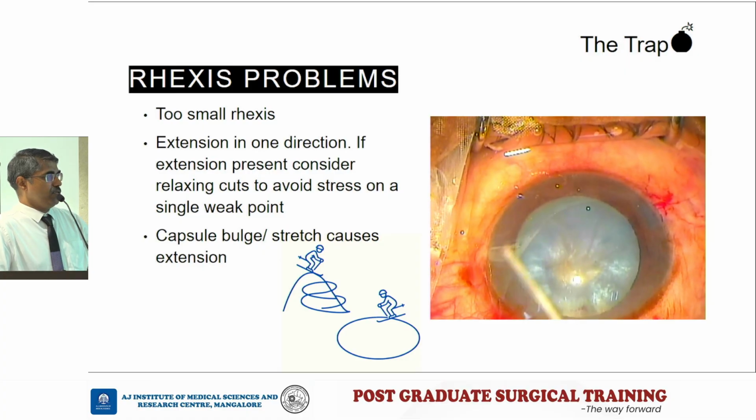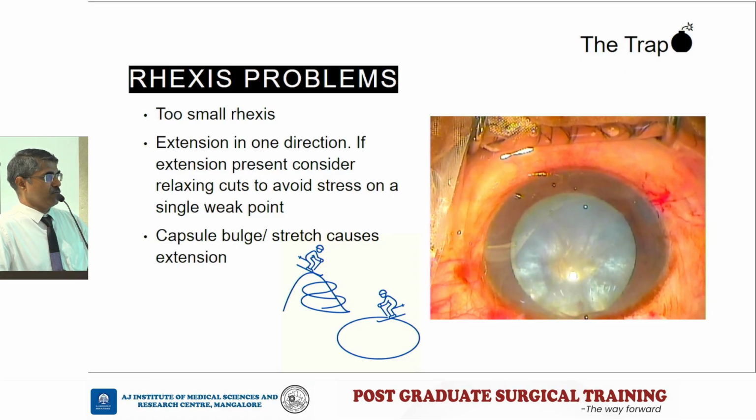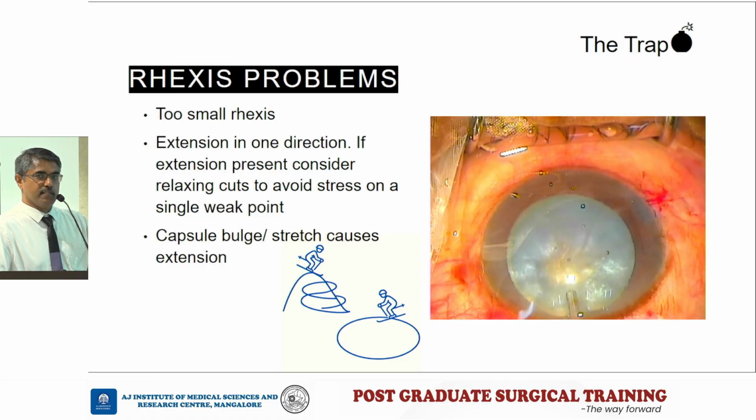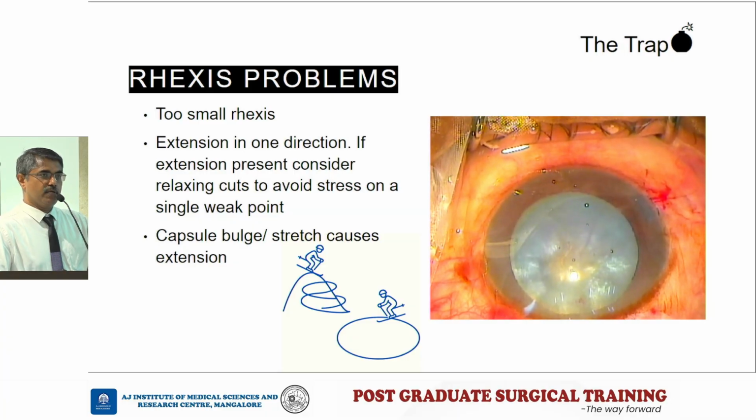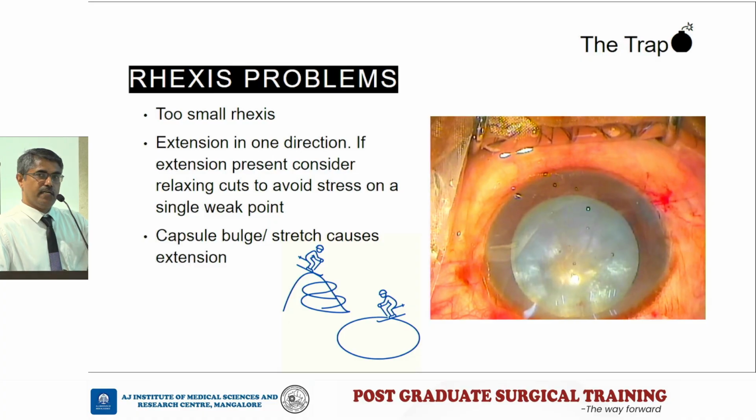Once you do that, then you can make the rhexis with the forceps. Because now there's a soft cataract, there's no resistance from the nucleus, so you will have to use forceps because the needle will have nothing to press against.